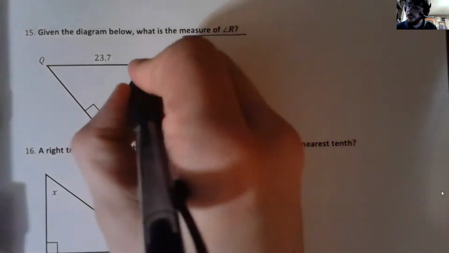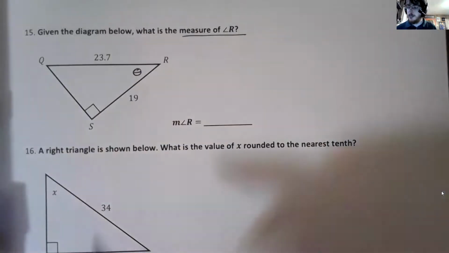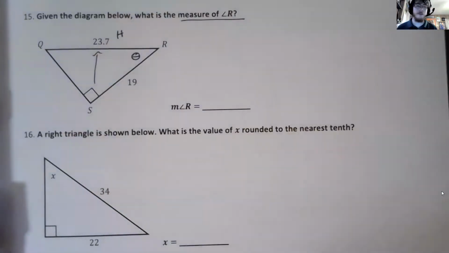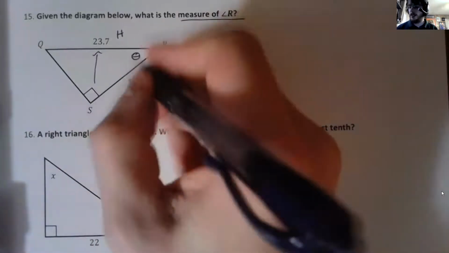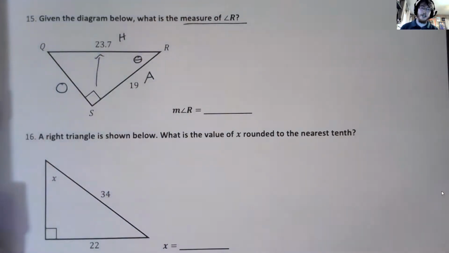So we're going to put theta on R, and we're going to label our sides with O, H, and A. So our hypotenuse is opposite the right angle, which is our 23.7. Our 19 is on the side that touches theta, so that's going to be our adjacent side, and our empty side is going to be O.